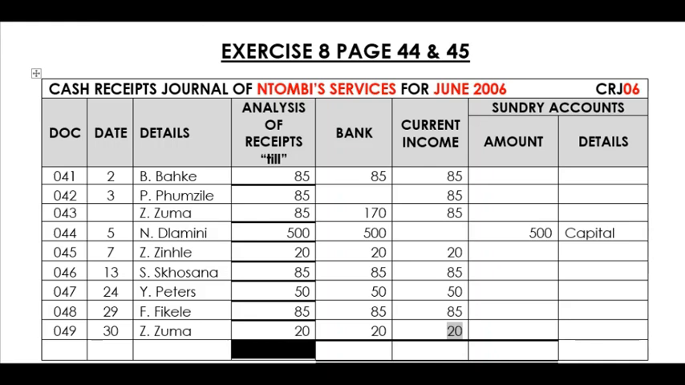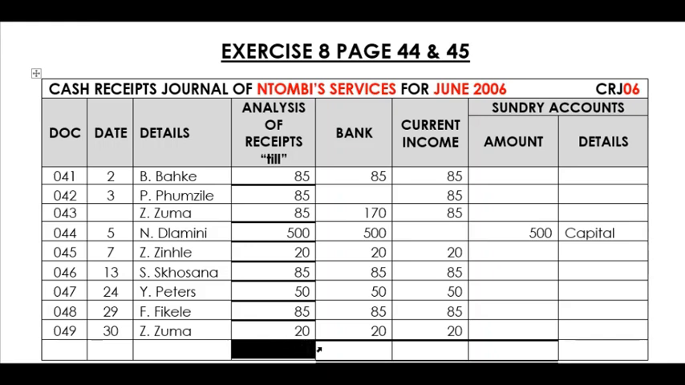Please don't think that you are done. You just want to total the columns. We never total the analysis of receipts column. You will see that this block is black. Okay, why? Because all of the money from our till would have eventually been banked at the end of each day. So we don't total our till. There shouldn't be any money in our till at the end of the month.